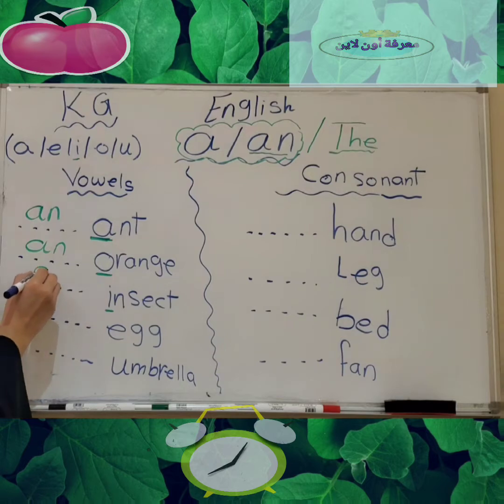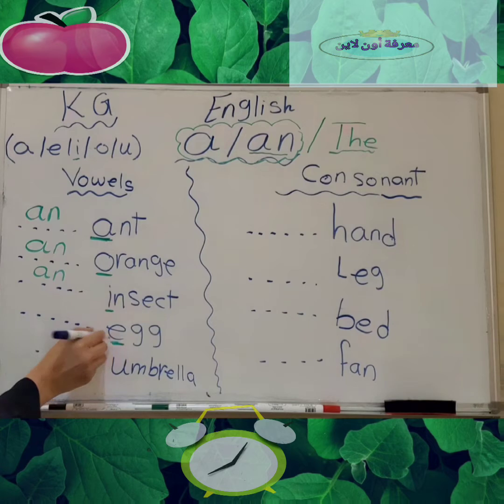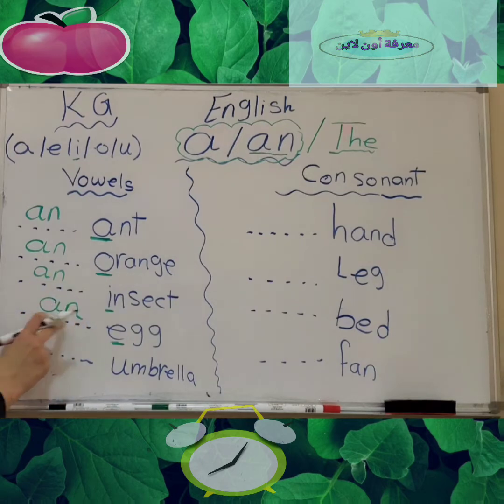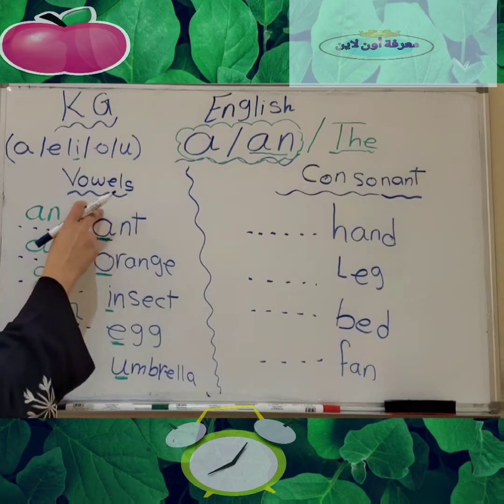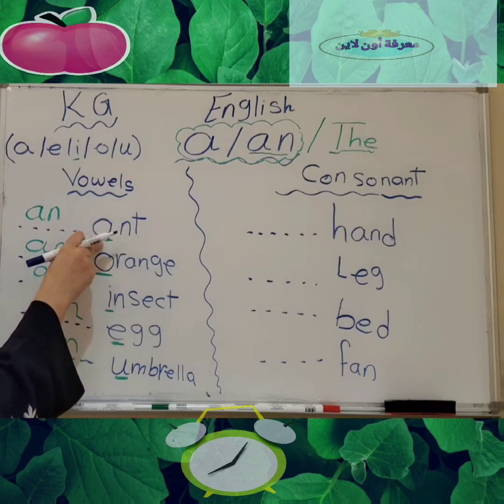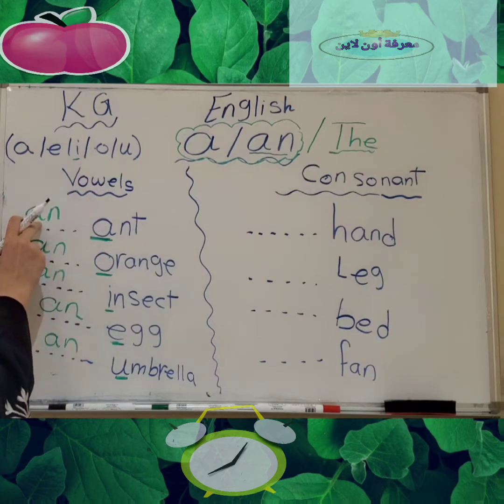We will use an insect. Egg starts with the letter E. E is a vowel. We will use an egg. Umbrella starts with the letter U. We will use an umbrella. So if the word starts with a vowel, the beginning letter, we mean the beginning letter, if the beginning letter is one of the 5 vowels, we will use which article?